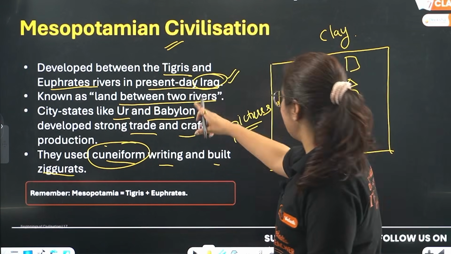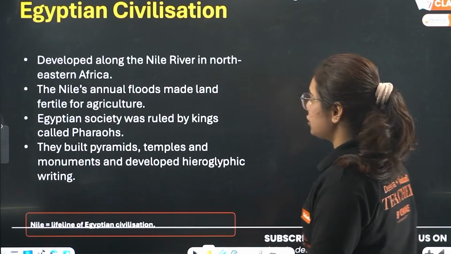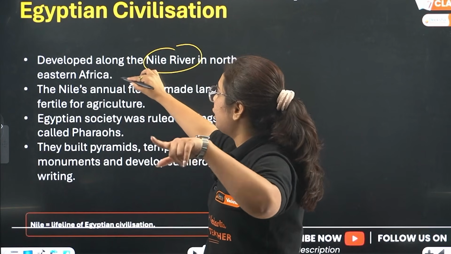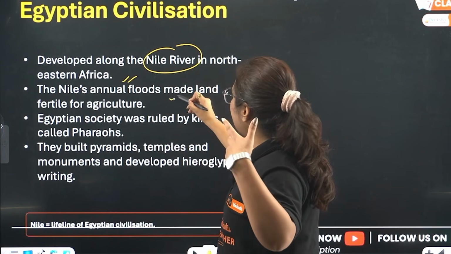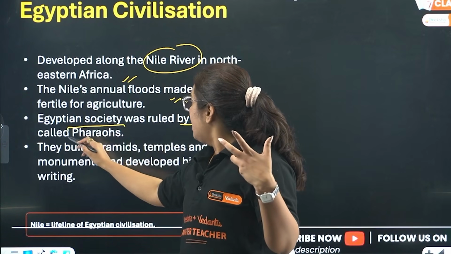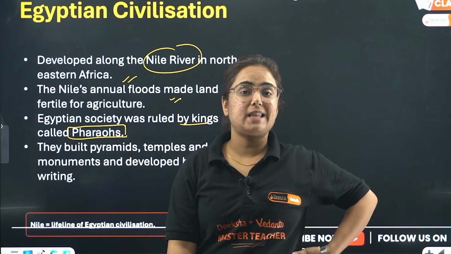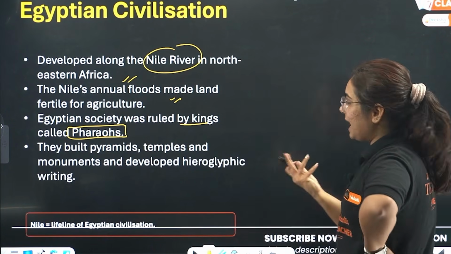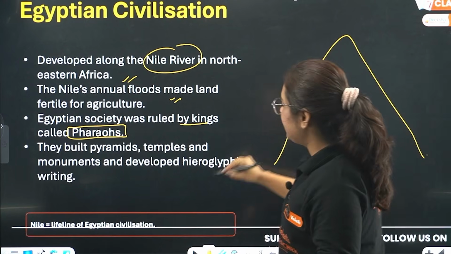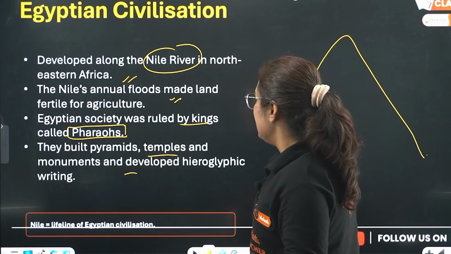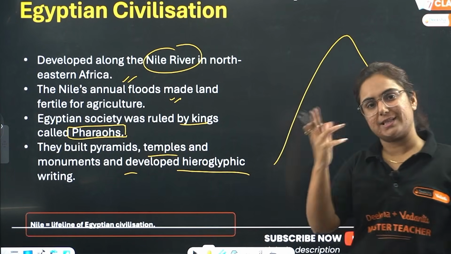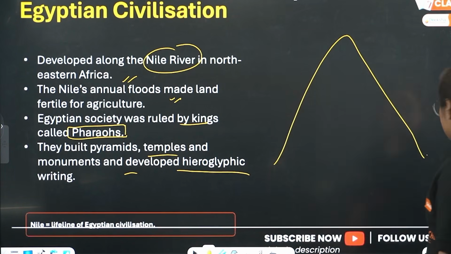Okay, so this is the important thing regarding Mesopotamian civilization. Then we have the Egyptian one, developed along the river Nile in northeastern Africa. Annual floods made the land fertile. It was ruled by kings called pharaohs. The pharaohs built pyramids. You are aware of the Egyptian pyramids, right? They built pyramids, temples, monuments, and developed hieroglyphic writing, the same picturesque writing. Okay, Egyptian civilization is done.